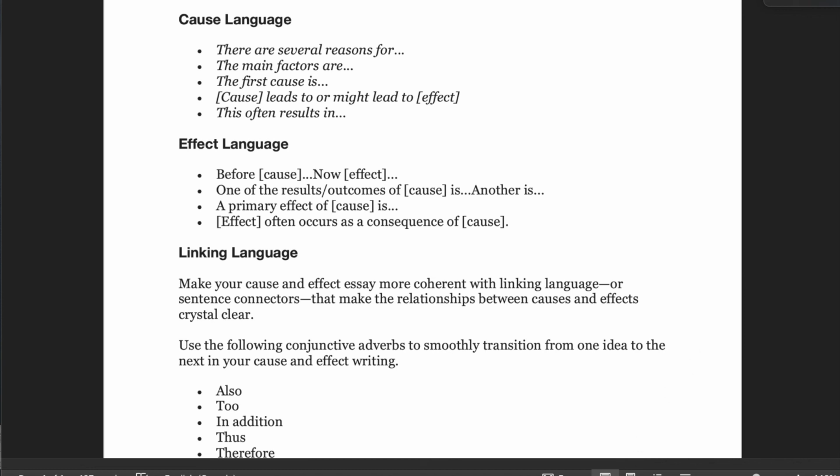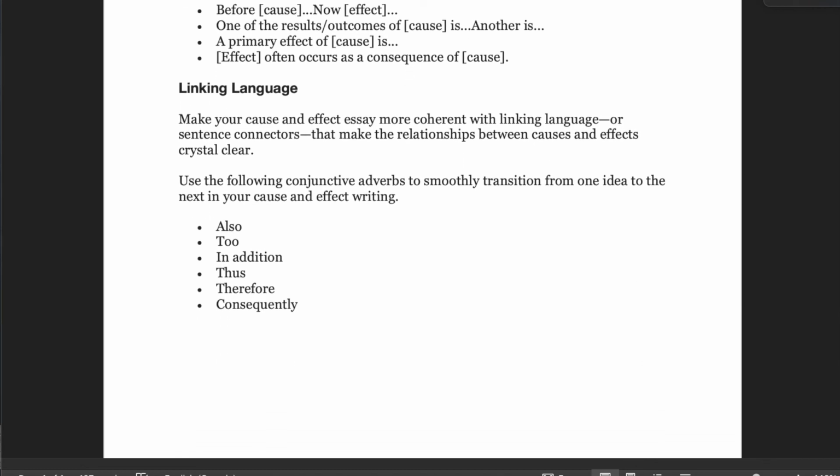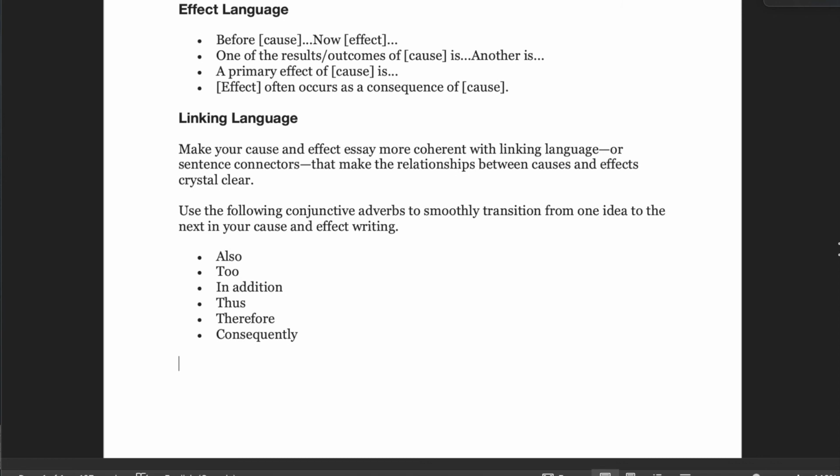And then linking language. So making your cause and effect paragraph more coherent using linking language or sentence connectors that make the relationships between cause and effect easier to follow. So these are conjunctive adverbs that smooth your transition from one idea to the next in your cause and effect writing. So these are transition signals that we are familiar with from writing, period, but these ones are specifically useful with cause and effect writing. Also, to, in addition, thus, therefore, consequently.